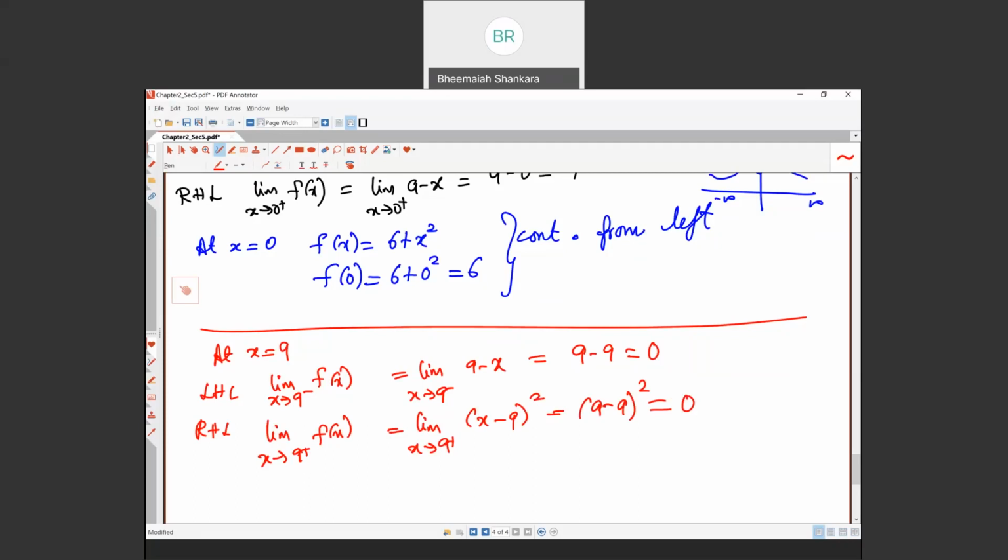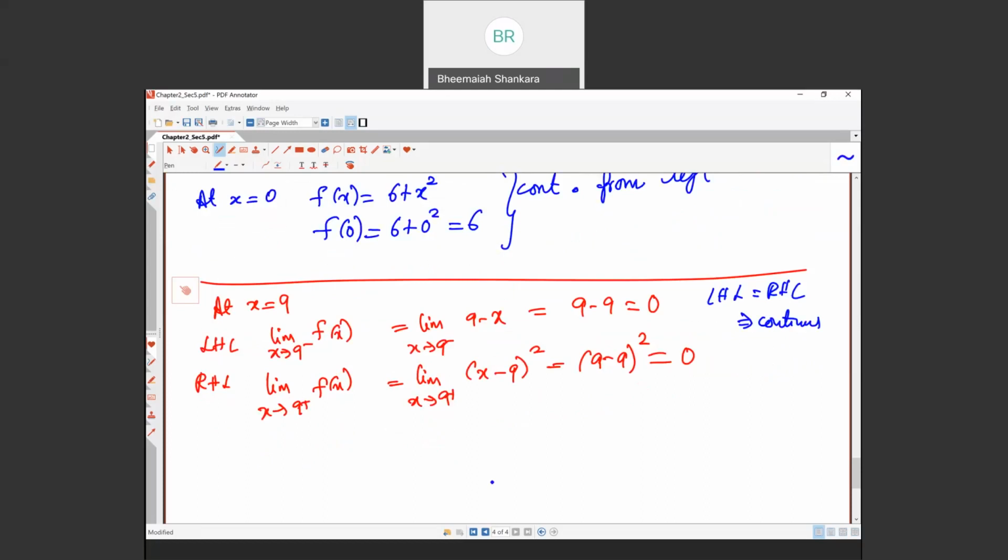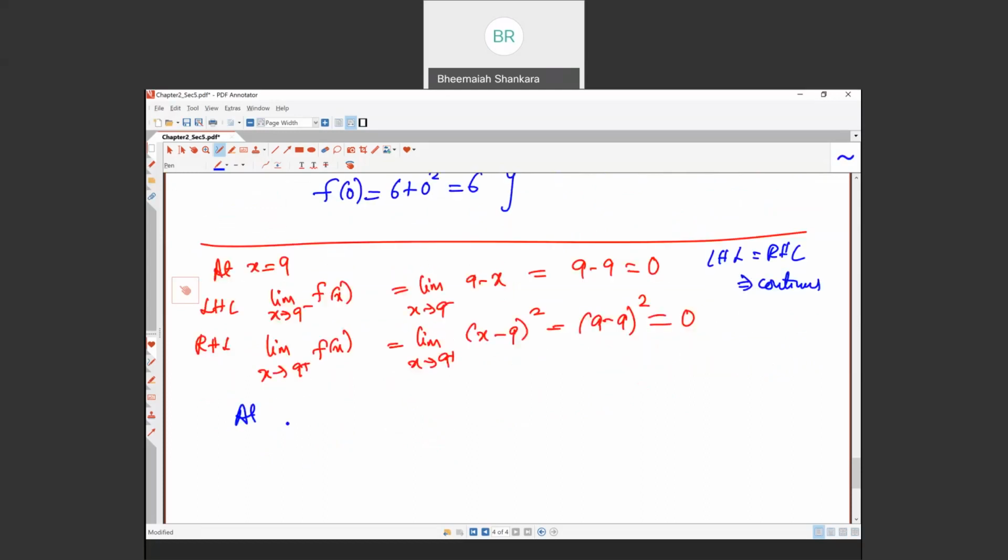So all you're seeing is the left hand limit equal to the right hand limit, and the values are 0, they're the same. You might be tempted to say that the function is continuous. But I also want you to check exactly at x equal to 9 what's the value. At x equal to 9, you consider f of x as 9 minus x. So plug in x equal to 9, so f of 9 will be 9 minus 9, which is 0. Now you're good to say that the function is continuous at x equal to 9.